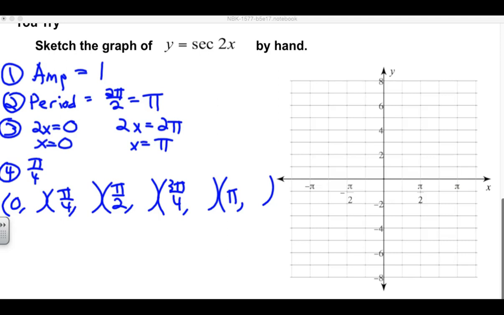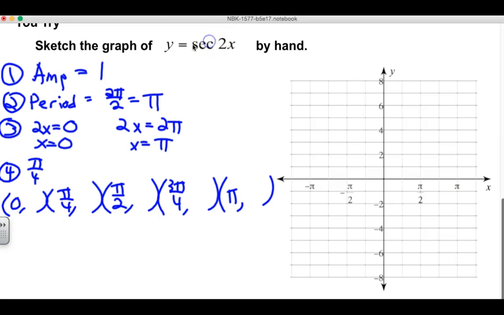First off, the amplitude here, real easy, is 1. The period is 2 pi divided by 2, which is pi. Then set 2x equal to 0 and 2 pi to get your first and last key points. So the first key point is 0, and the last key point is pi. Then take your period, pi, divided by 4. So pi over 4 is the distance between each key point. The first is at 0, the second is at pi over 4, the next is at 2 pi over 4, which is pi over 2, then 3 pi over 4, and then 4 pi over 4, which is just pi. Those are the x-coordinates of our key points.